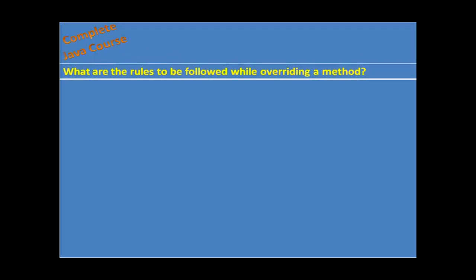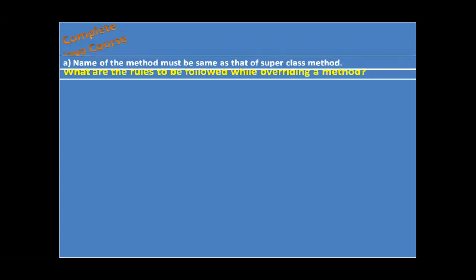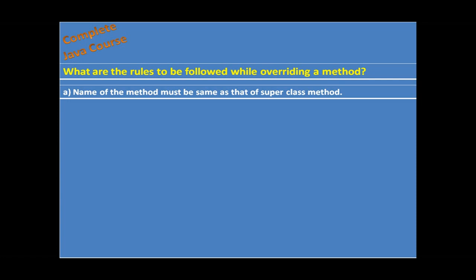Now we will talk about what are the rules to be followed by overriding a method. Number one, name of the method must be same as that of superclass method.